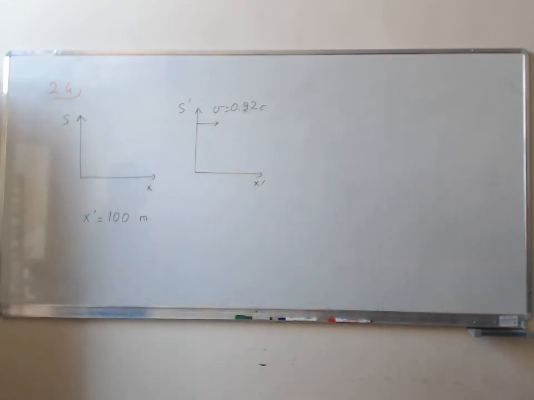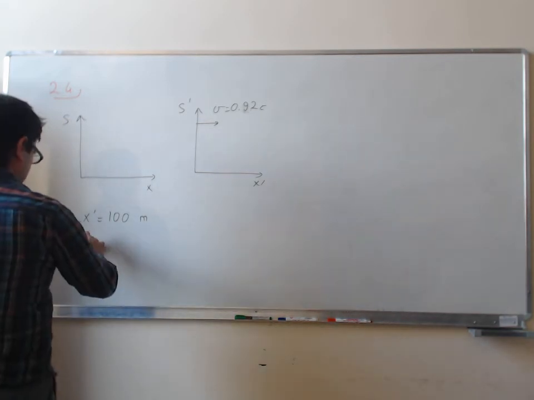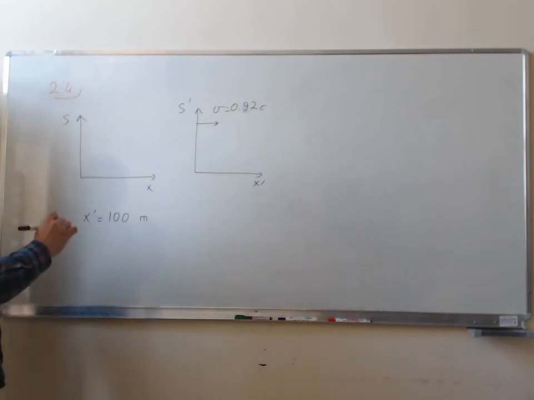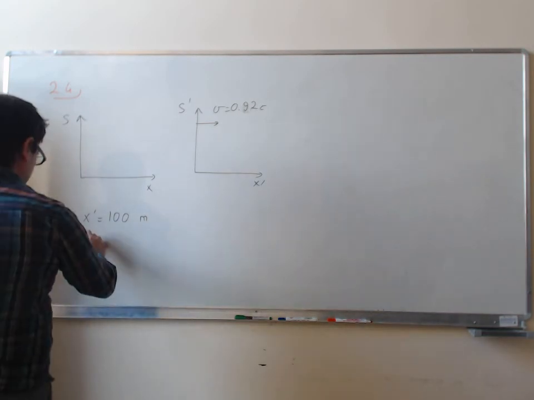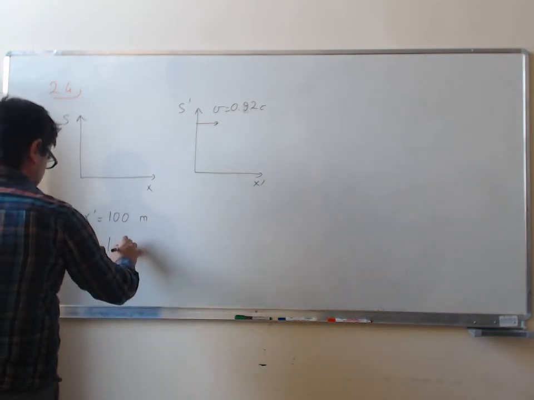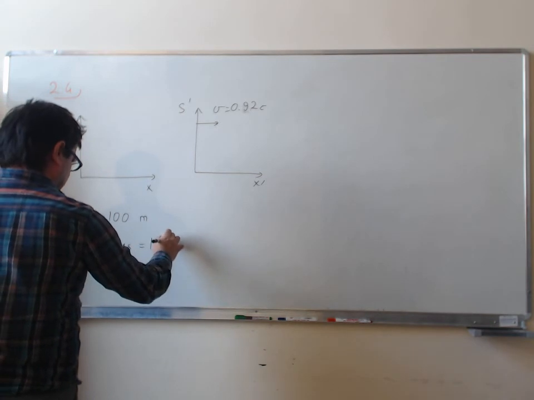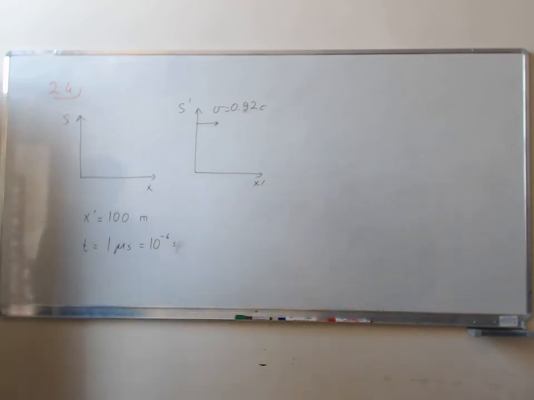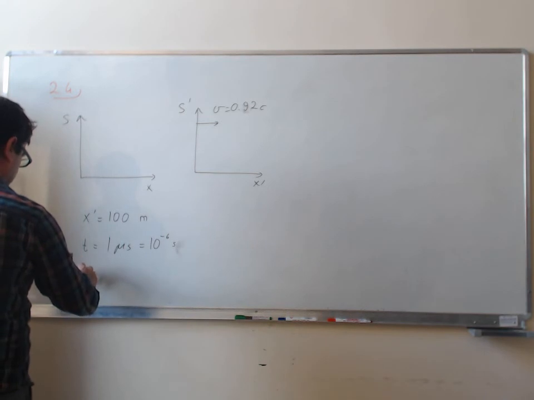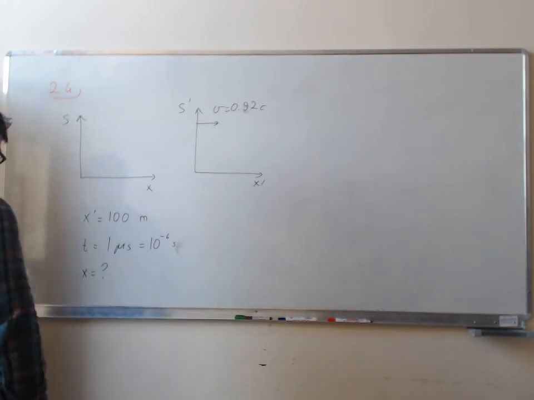What's the position of the object in S when the clock in S reads 1 microsecond? Sorry, is it nanoseconds? No, it's microseconds. Okay. So t is 1 microsecond, so 10 to the minus 6 seconds. Right, it's milli, micro, nano. This is 10 to the minus 6 seconds. And they're asking what's the position at this time, right? That is x here.